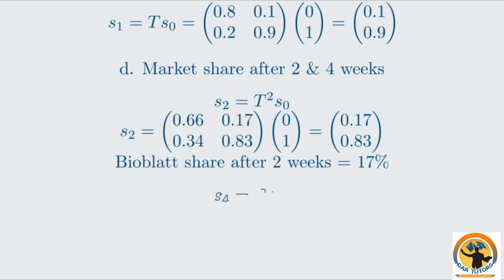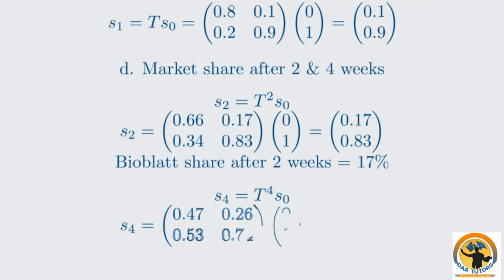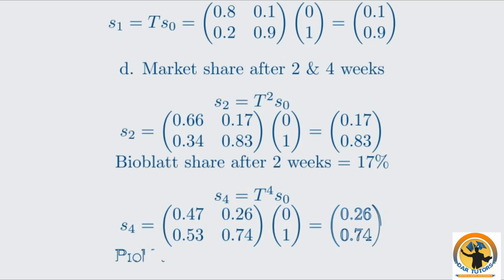After 4 weeks, we need to find S_4, which is T to the 4 times S_0. Using a calculator, T to the 4 is approximately [0.47, 0.26; 0.53, 0.74]. Multiplying by S_0 gives [0.26, 0.74]. BioBlat's market share is now 26%. We've now worked through a full example, from constructing the model to making predictions. This process of using T to the n times S_0 is a fundamental skill for IB AI HL.